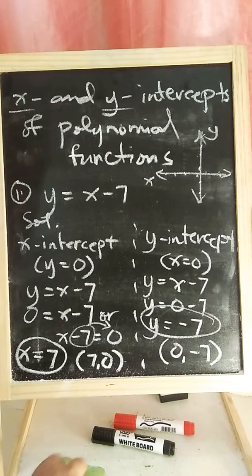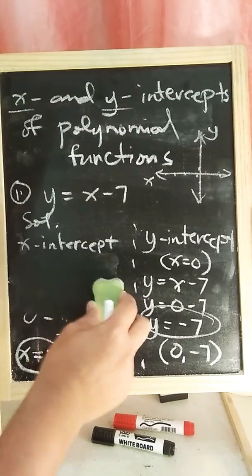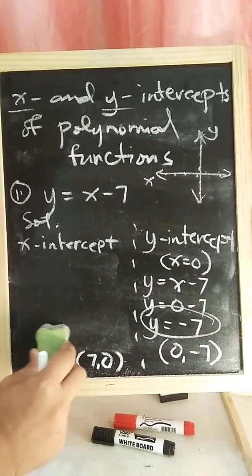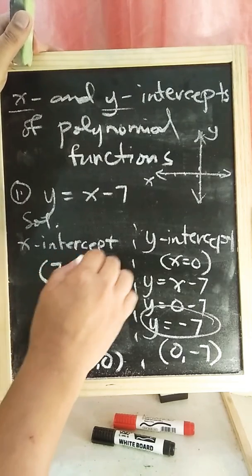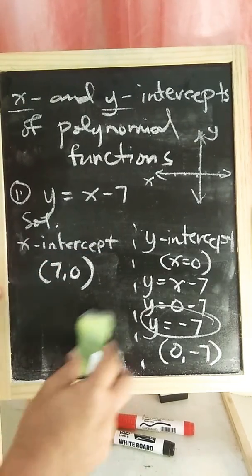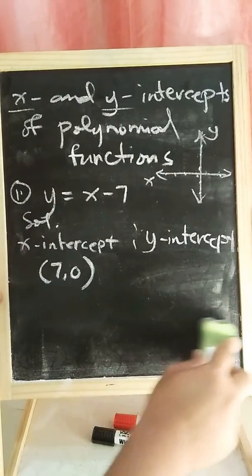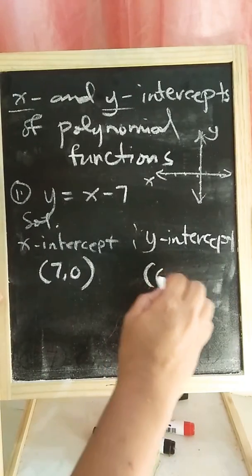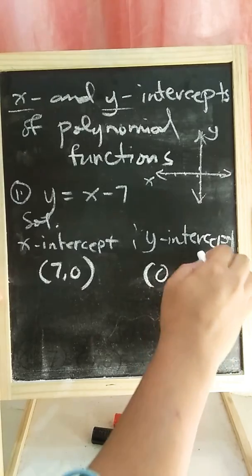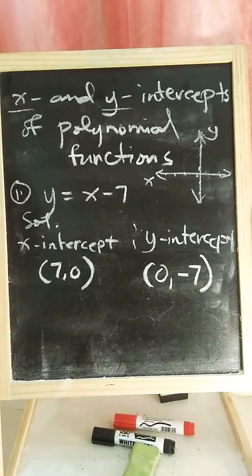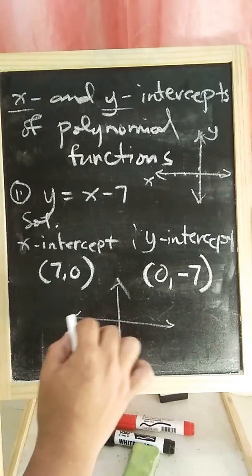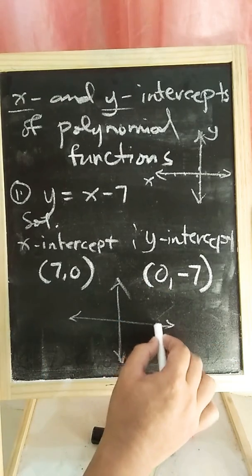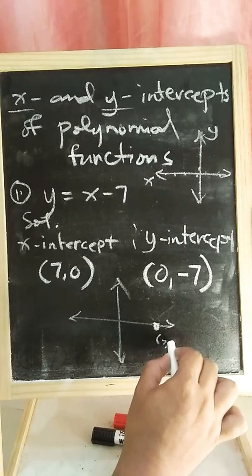So, meaning, for this function, your x-intercept here is (7, 0) and your y-intercept is (0, negative 7). Ibig sabihin yan, pag ni-graph nyo siya, isa-sample ko lang ha. (7, 0) is somewhere here. Nandito si (7, 0).